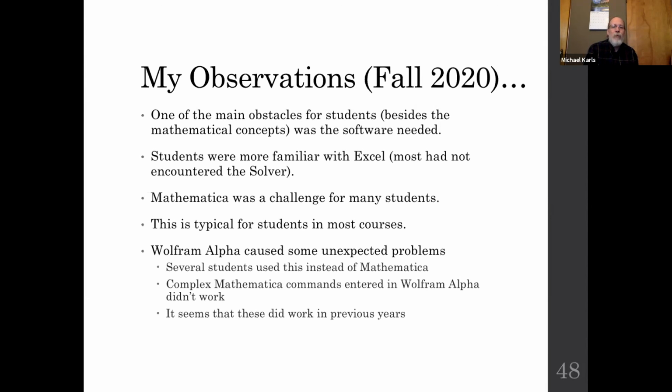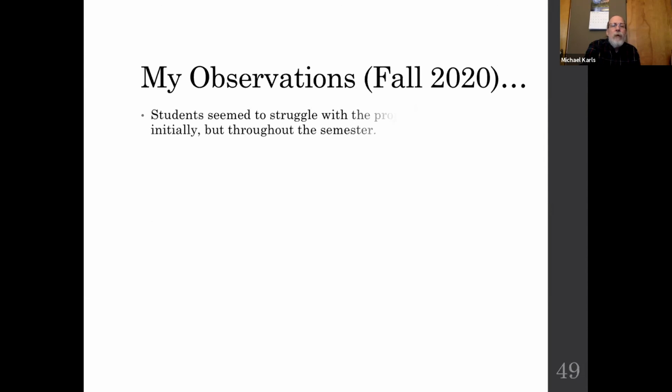One thing that happened this time is it seems that Wolfram Alpha was causing some problems. Students were picking to use that. And it seemed to me that in the past, if you typed a Mathematica command, Wolfram Alpha was able to handle it. But this time, some of the complex Mathematica commands, Wolfram Alpha wasn't able to interpret. Students seemed to struggle with the projects.